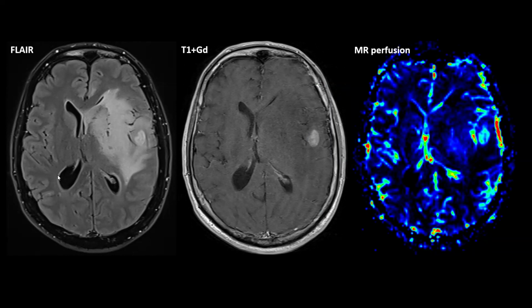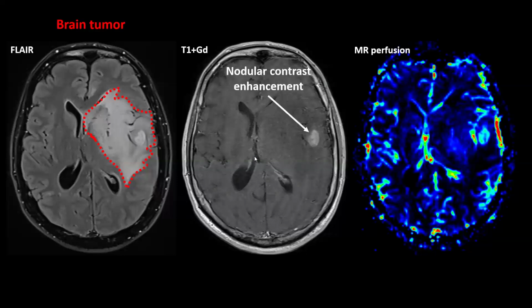This was also a patient with a glial tumor. This is the glial tumor on the FLAIR images. So we see a diffusely infiltrating lesion located in the region of the left basal ganglia, also involving the left insular cortex and the left temporal lobe. And on the T1 weighted images with gadolinium, we see that there is a focus with nodular contrast enhancement.